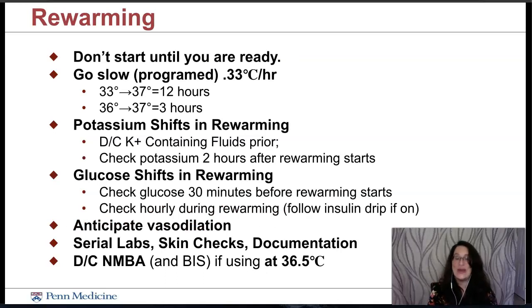Now it's programmed in Arctic Sun to do it this way, but just know that you should not be rewarming the patient any faster than 0.33 degrees Celsius per hour. So a third of a degree Celsius per hour. If you're going from 33 degrees to 37 degrees, that's going to take 12 hours. If you're only going from 36 to 37, it's going to take about 3 to 4 hours.